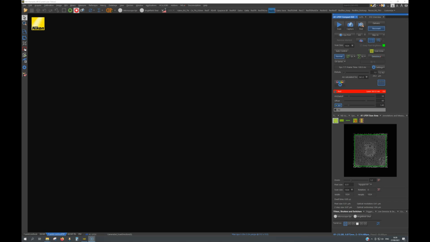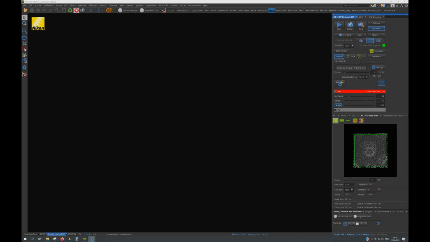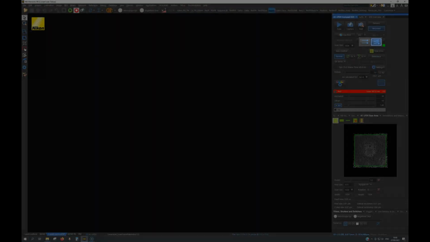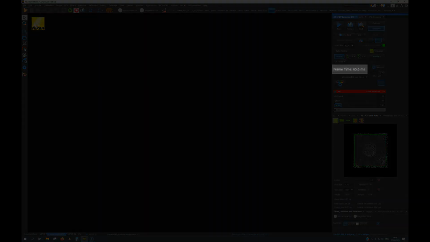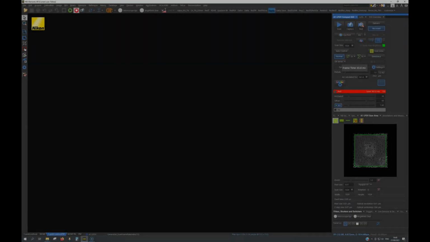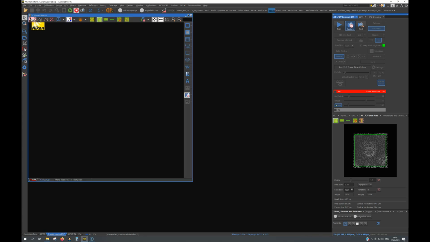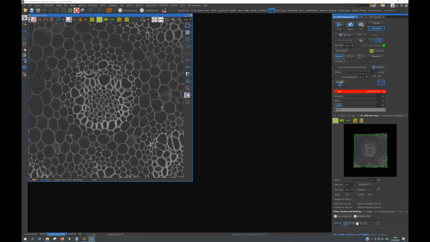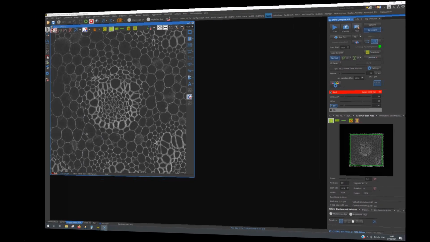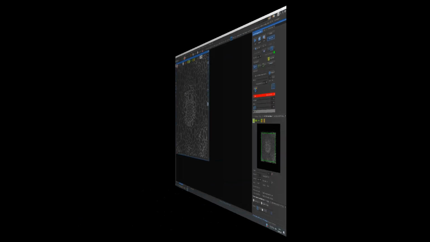The microscope is currently in the unidirectional mode with a frame time of 130.3 milliseconds. We will change that to the bidirectional mode. This gives us a frame time of 65.6 milliseconds. We can compare the resonant image with the Galvano image.